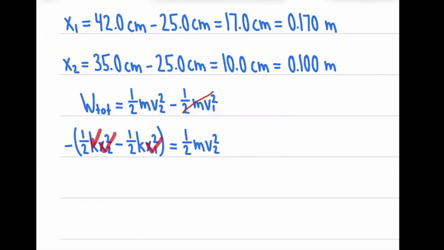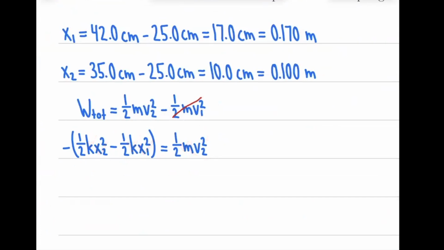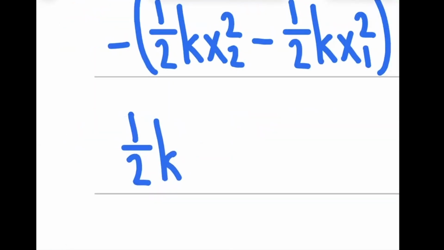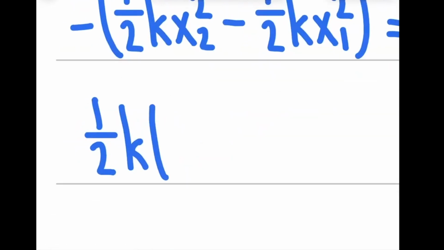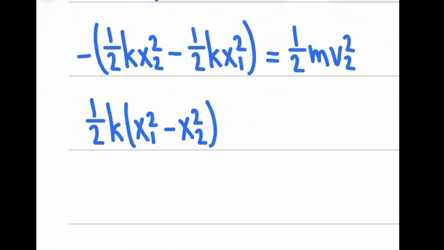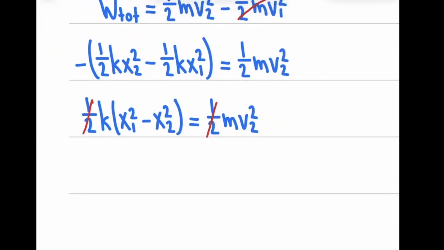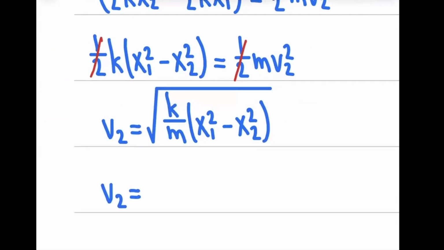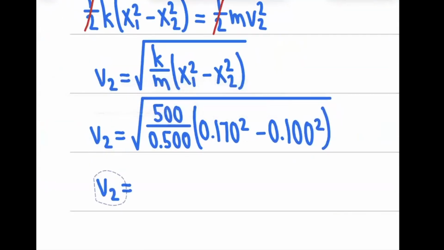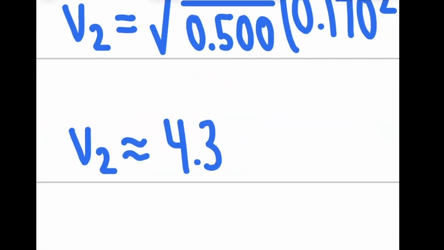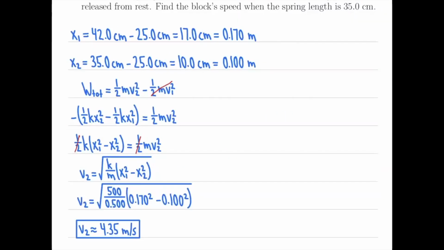All right, so we know pretty much everything. x1, x2, we know k, we know m. We can find v2 now. So let me algebraically find v2 and plug everything in. Let me factor out the 1/2 k and distribute that negative. Because of the negative, everything switches. So it's x1 squared minus x2 squared. And this equals 1/2 mv2 squared. And the 1/2s will cancel out. And to find v2, I'm going to divide by m and take the square root. So we can plug everything in now. If you put this in your calculator, you'll get v2 is about 4.35 meters per second.